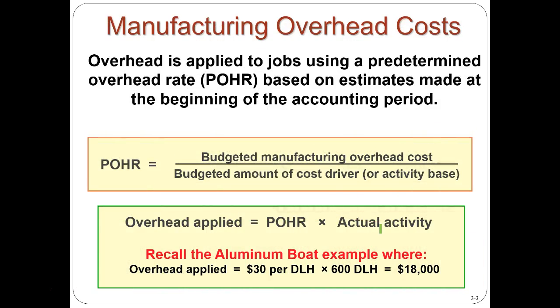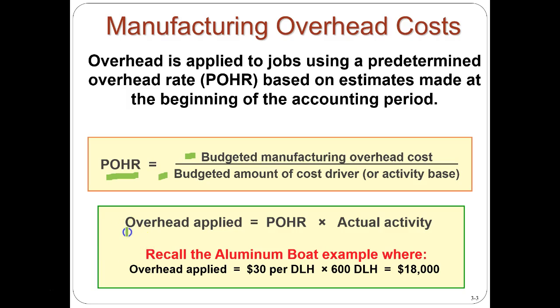So manufacturing overhead cost, overhead is applied to jobs using the predetermined overhead rate based on estimates made at the beginning of the accounting period. So once again, same formula here, the budgeted manufacturing overhead on the top divided by the budgeted amount of the cost driver. That's how we come up with the predetermined overhead rate that we will then use to allocate to the job.